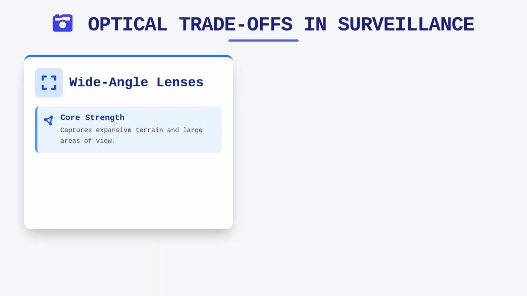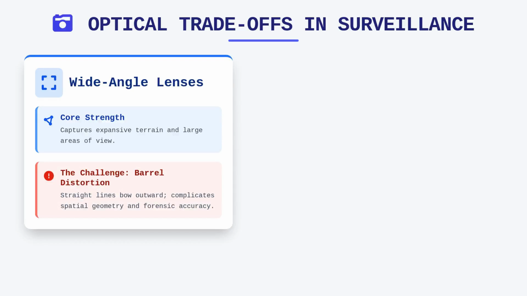Wide-angle lenses, characterized by shorter focal lengths, introduce a unique set of challenges, most notably barrel distortion. This optical phenomenon causes straight lines near the edges of the frame to appear curved or bowing outward, which can complicate the interpretation of spatial geometry in an image. While wide-angle lenses excel at capturing large areas, this distortion is a trade-off that we must account for when designing a system where forensic accuracy is paramount.